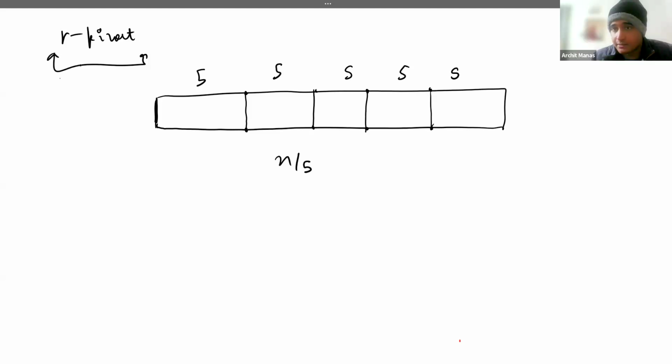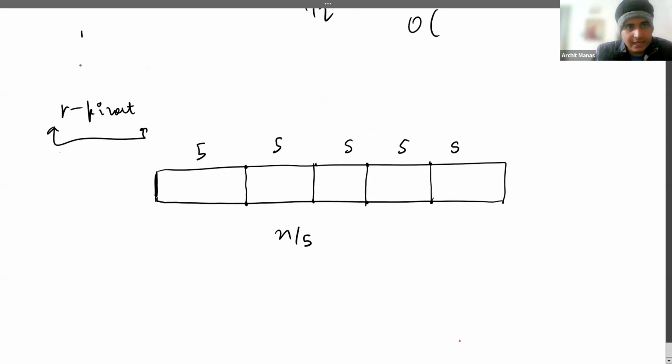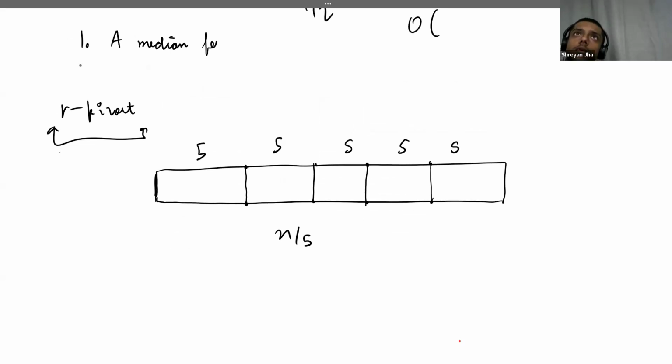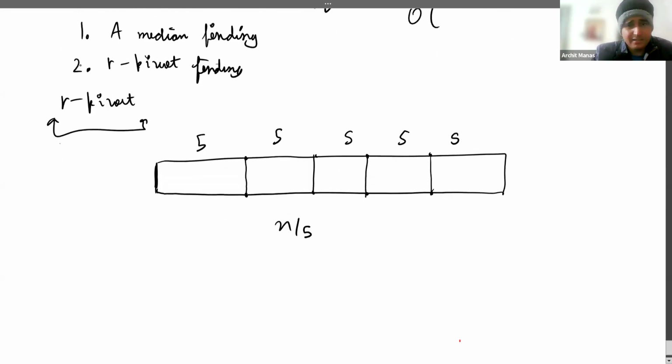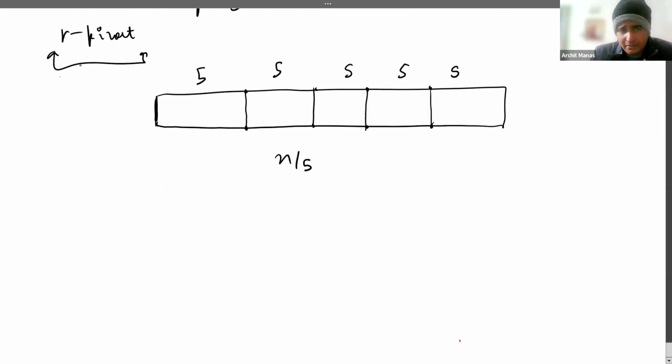You can find the median of these, using recursion. So I'm going to show that I have this first algorithm that does median finding. It finds the true median. And the second finds an R pivot, or some R that I'm going to describe and figure out. I don't remember it. So you have n by 5, and what I can do in each of these is figure out the median.